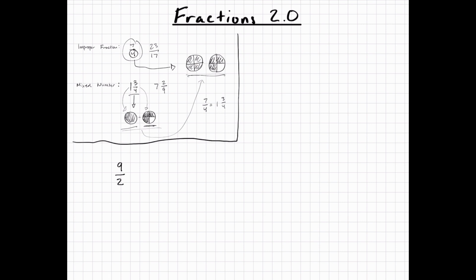We basically have to figure out how many pieces make up whole pies in our improper fraction. What I mean by that is, let's visually represent 9/2. Well, 9/2 is just 9 halves. So we cut pizzas into halves until we have 9 individual pieces. 1, 2, 3, 4, 5, 6, 7, 8, 9. Okay, so that's 9/2 written visually.